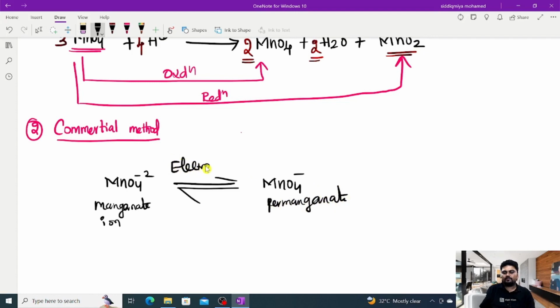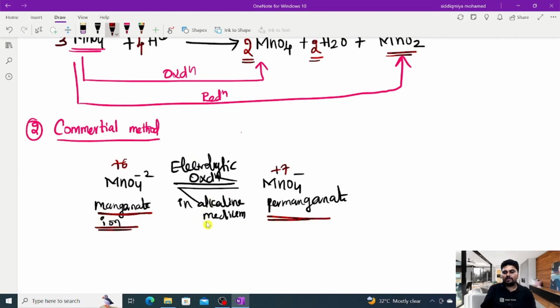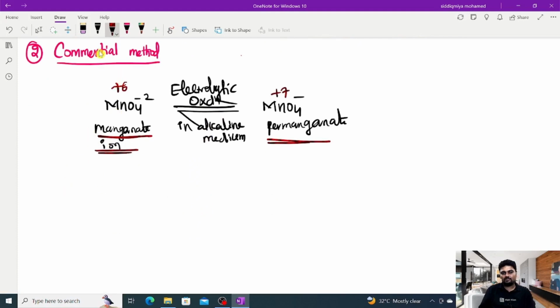The process is called electrolytic oxidation in alkaline medium. Yes, it's oxidation. You can see the oxidation state is going from plus 6 to plus 7, an increase in the oxidation state, so it is an oxidation process. We oxidize the manganate ion into the permanganate ion by electrolytic oxidation in alkaline medium.